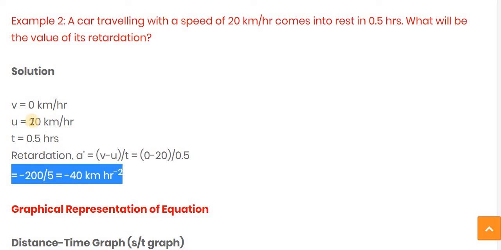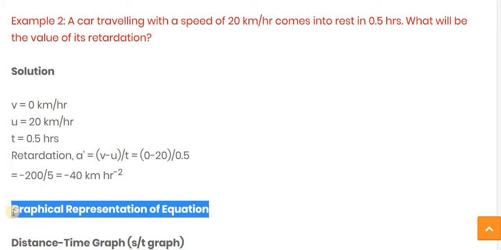Here you can see the initial velocity is 20 kilometers per hour, while v, the final velocity, is 0. In such a condition, when the initial velocity is more than the final velocity, we get the retardation.